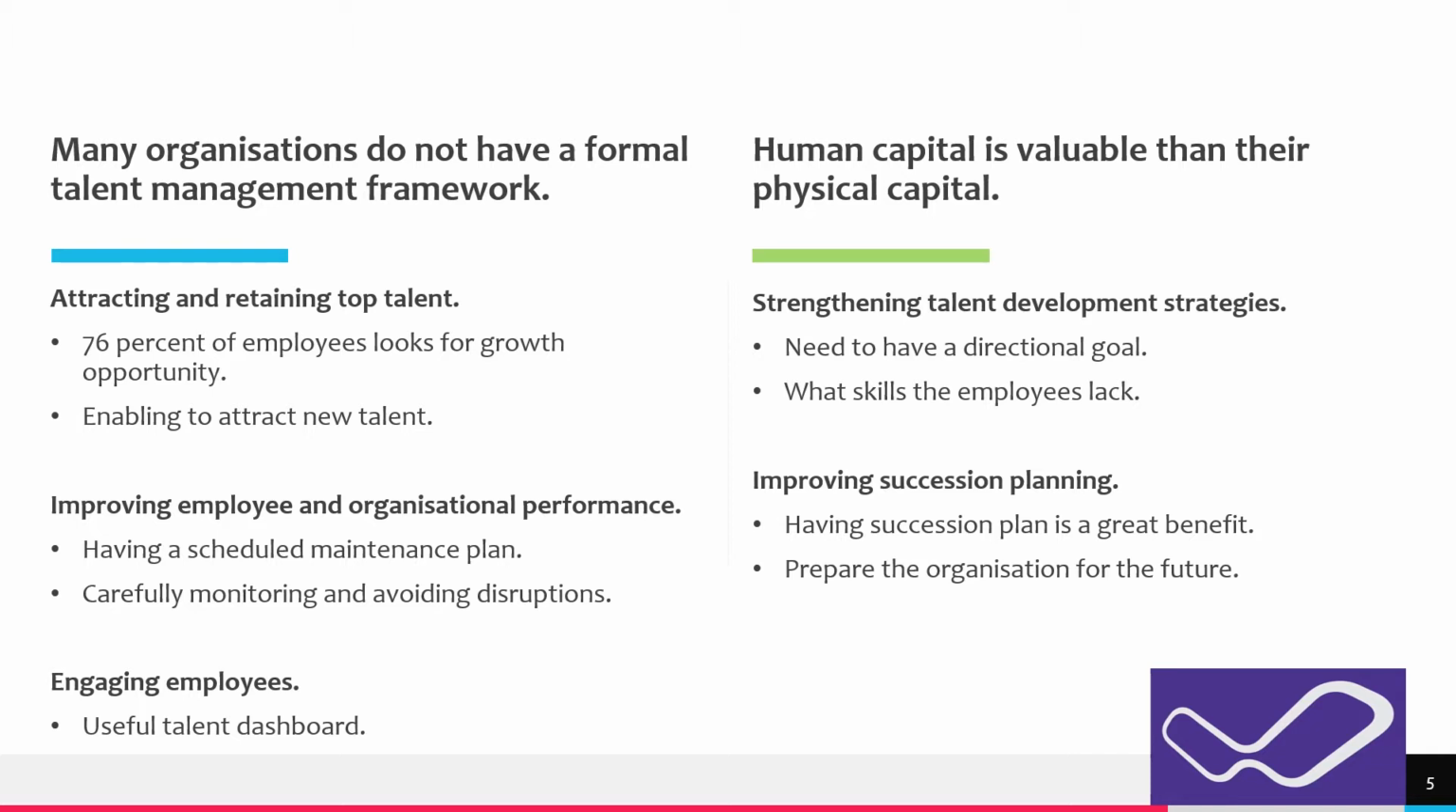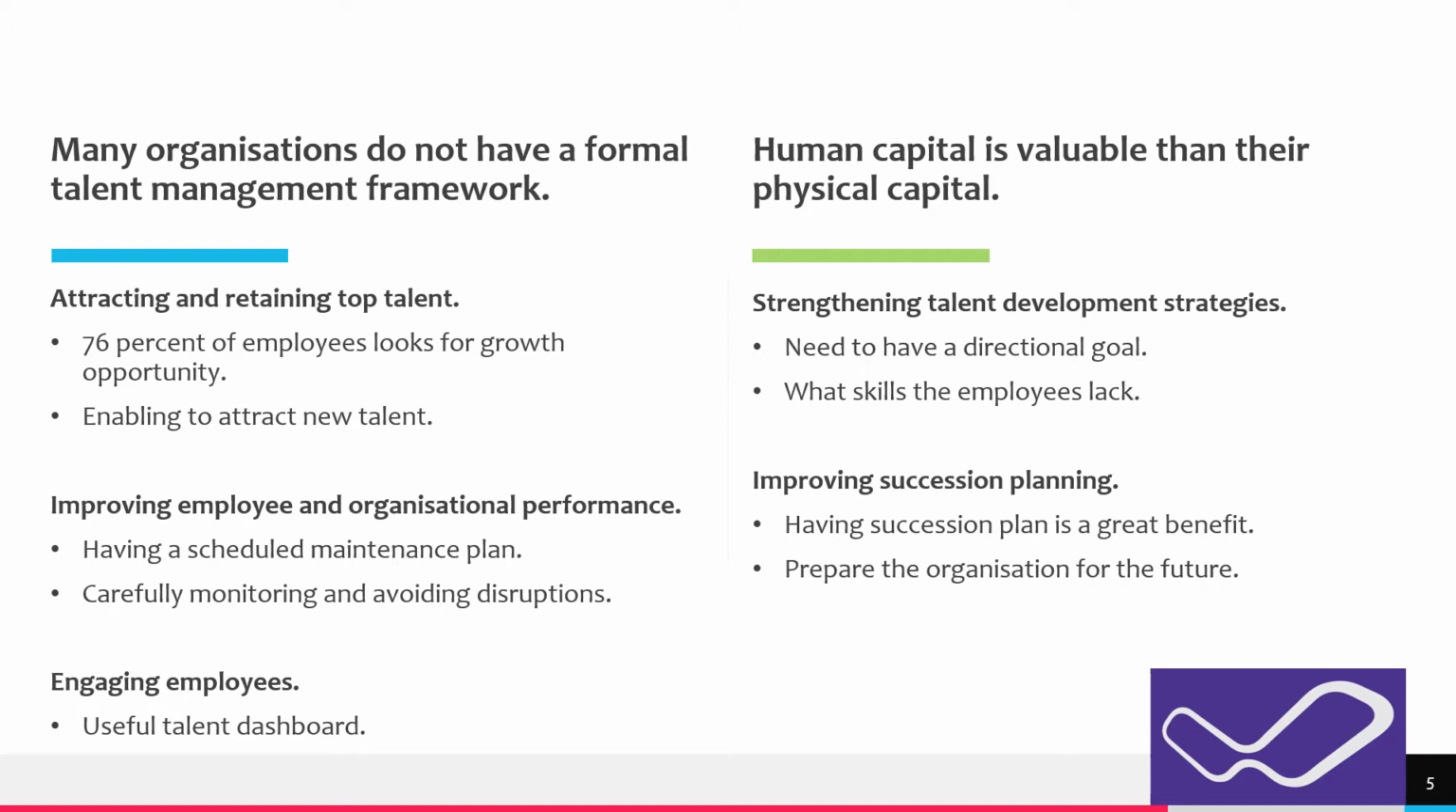Next, improving employee and organizational performance. Having a scheduled maintenance plan is really necessary in the organization. Likewise, the organization can increase employee and organizational performance by carefully monitoring and avoiding any unnecessary disruptions that come in the organization. Engaging employees. A proper talent management framework with a useful talent dashboard enables the organization to keep the employees engaged. Career growth, development, and training strategies can be discussed as well for improving the performance in the organization.